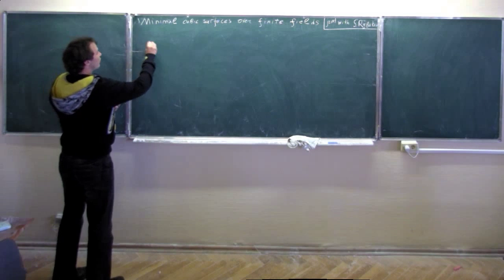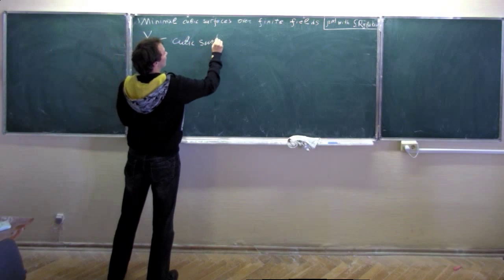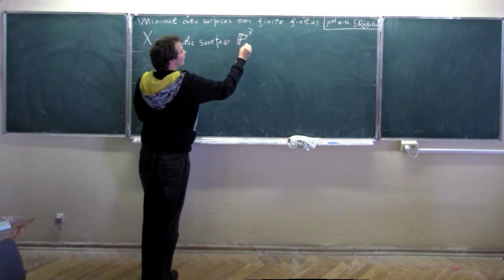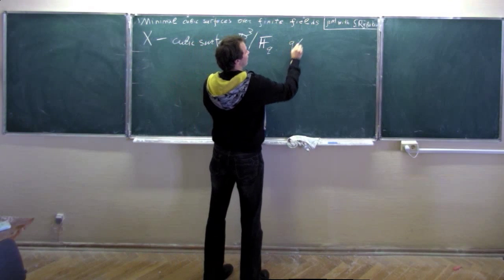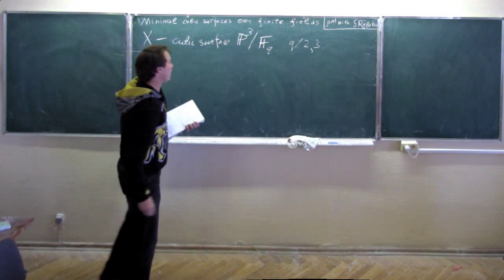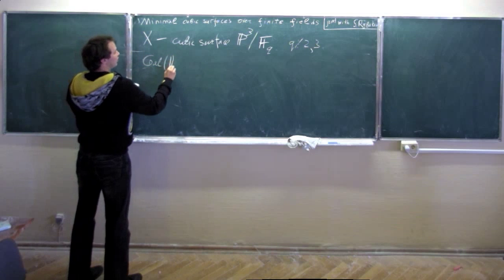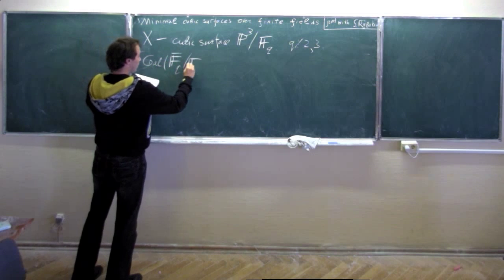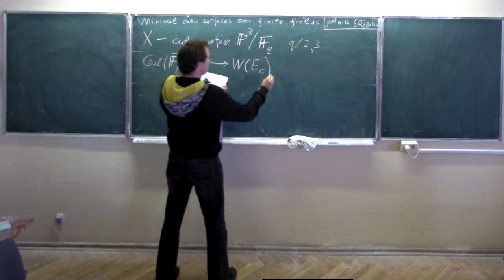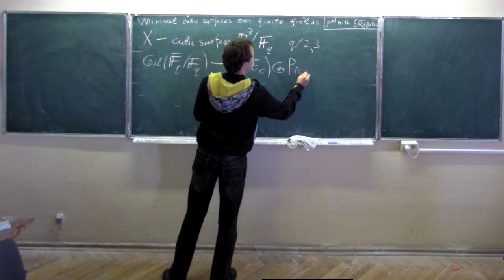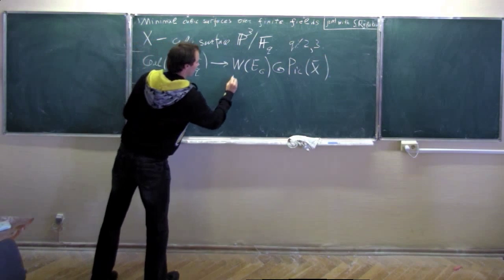What do we have? Let X be a cubic surface in P^3 over the finite field F_q. For simplicity, we assume that q is not divisible by 2 and 3. Then the Galois group of the algebraic closure of F_q naturally maps to the Weyl group, which acts on the Picard group of this cubic over the closure. We call the image of this group Gamma.